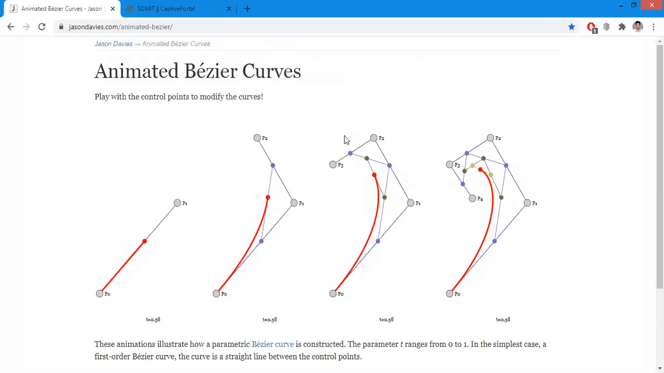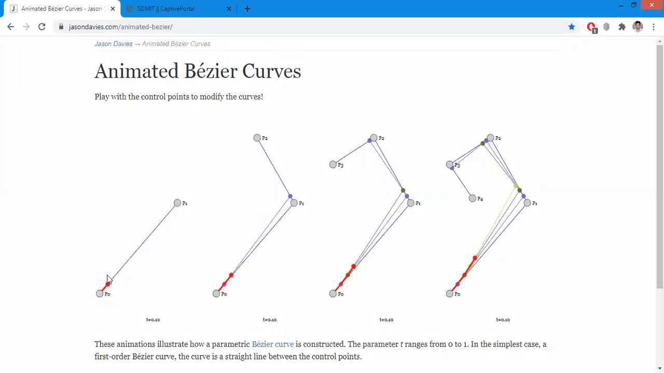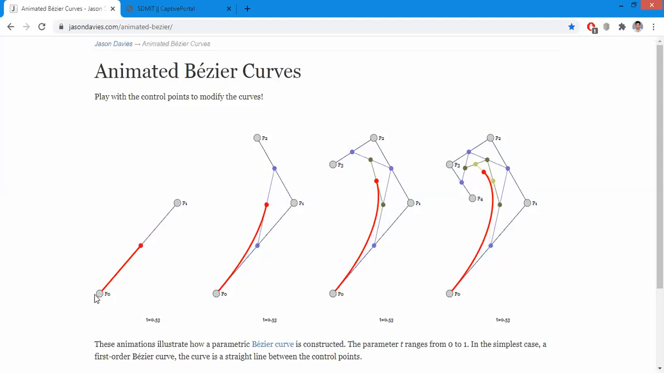Now I am going to show you an animated Bezier curve. So you can see it here. It is an animated Bezier curve. Let me explain one by one. This is the first diagram. You can see the yellow point over here, P naught, and you can see P1, the yellow point. These two are known as control points.